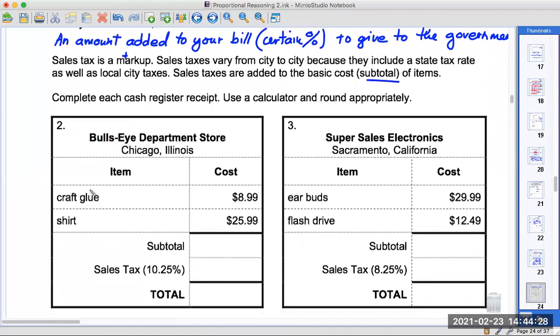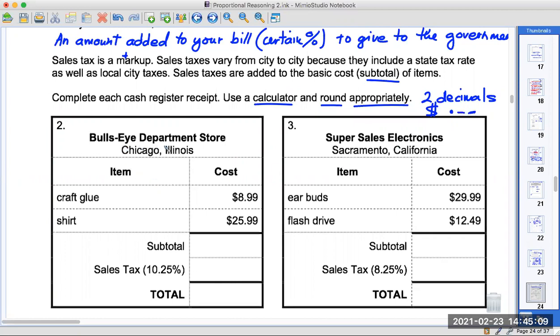Okay, so let's look. We got some bills here, some receipts. So you're at the Bullseye. Complete each cash register receipt. Use a calculator and round appropriately. So remember rounding, we want 2 decimals. So you need to look at the third decimal, because a dollar amount has dollars and cents, always in 2 decimals. So therefore, you take the third number and you round up or down. If the third decimal is 5 or higher, you round up. If it's 4 or lower, you round down.